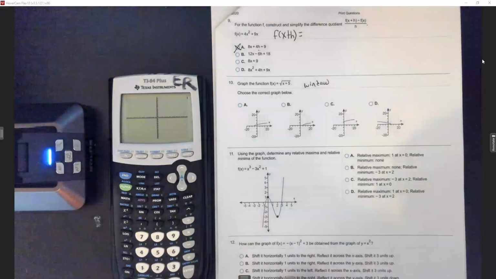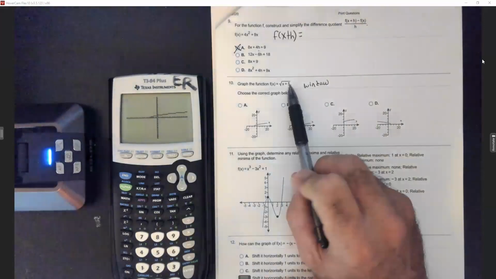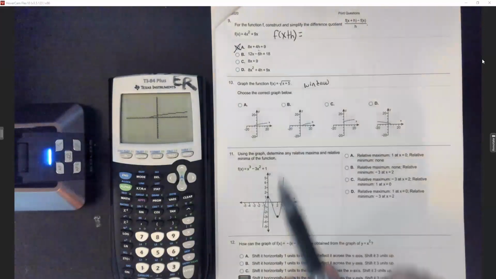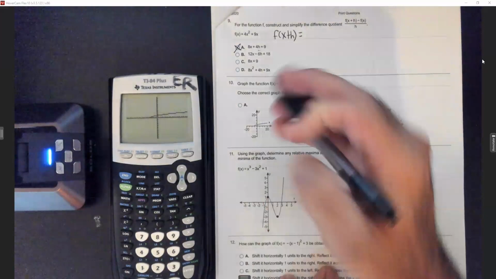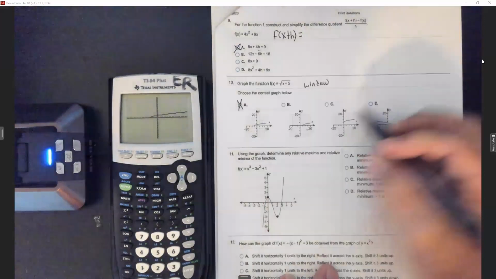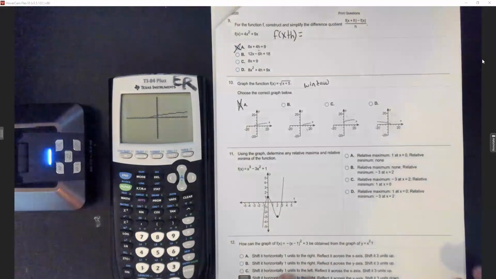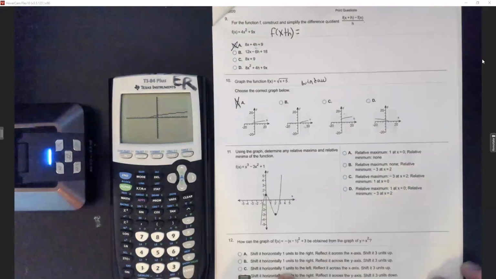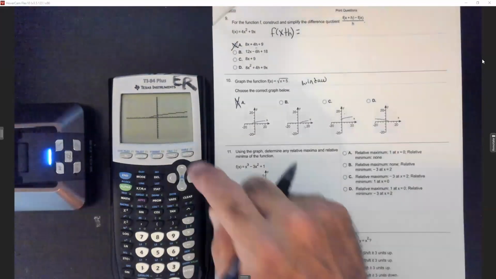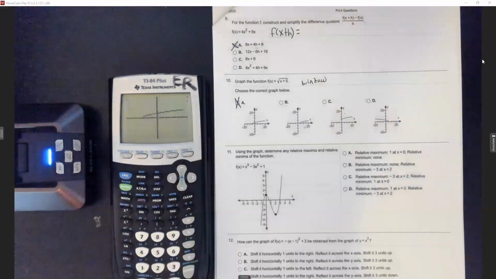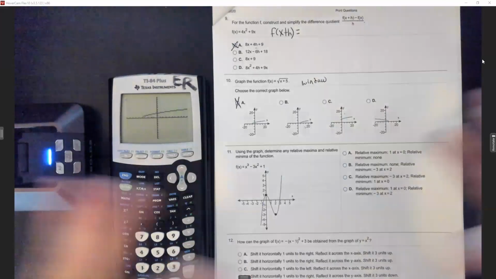We know what's going to happen. Since that's a positive 5 attacking the x, it should move it left. And the only one that moved left was A. Looks like B moved right, C moved up, and D, somehow they flipped it, okay? So not bad. Now, like I said, if you wanted to fix the window back, hit zoom 6, and it goes back to a 10 by 10, okay? Which is a similar graph. It's just not as small looking because we're not going out 20.